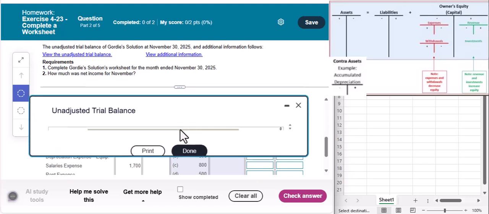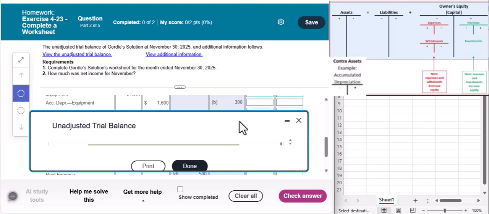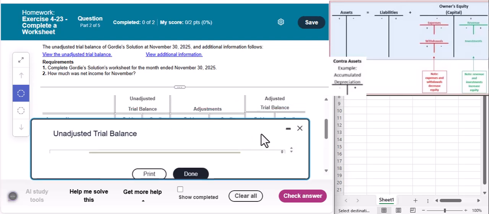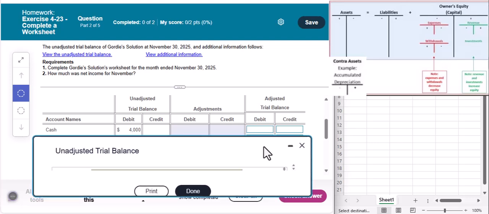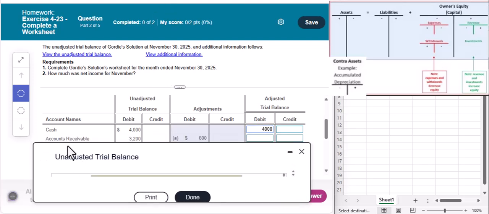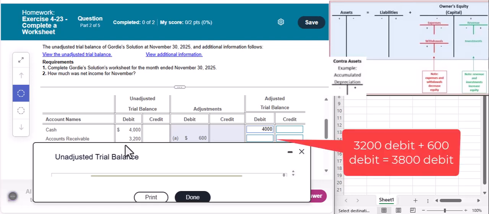So I have it squeezed down in order to check which row you are on as we are completing the table here. So for the first part here, we have cash. From the unadjusted trial balance, we had a debit of 4,000 and no adjustments, so that balance stays the same. And then we have accounts receivable next. So we had a debit balance of 3,200, and then we had $600 of revenue we needed to accrue. So that adds 600 to the 3,200, giving us a new debit balance of 3,800.